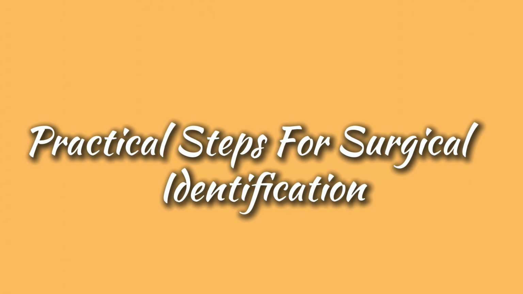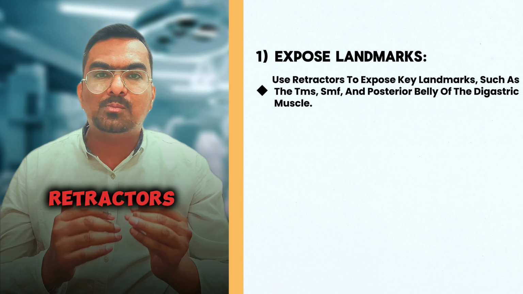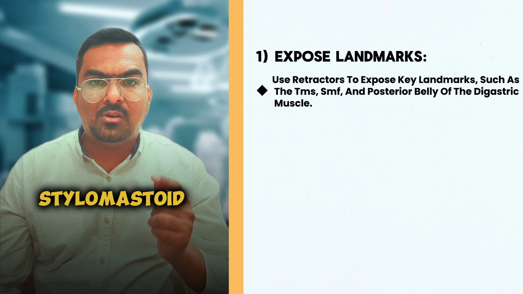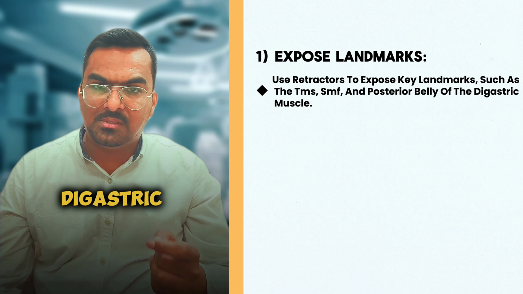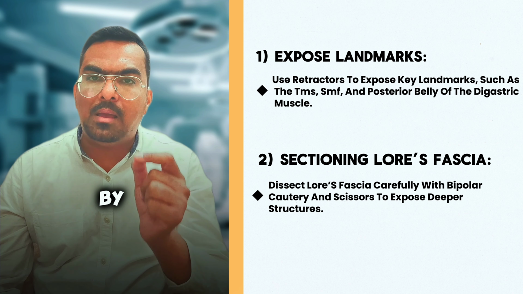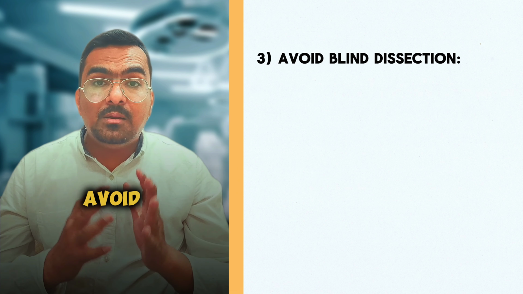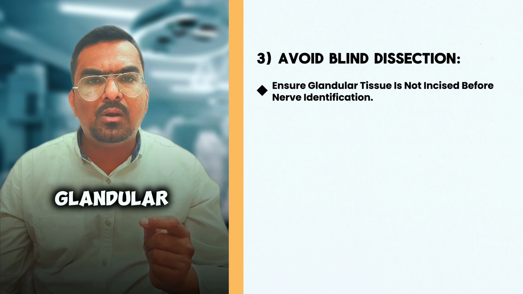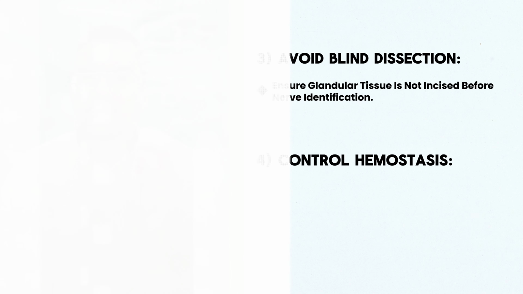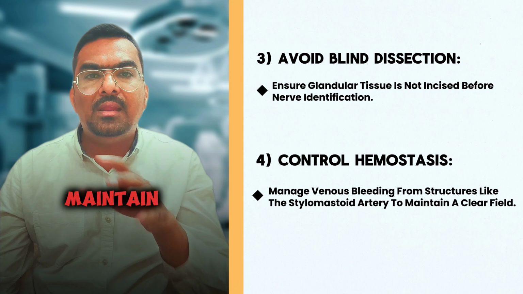So the practical steps for surgical identification: first, expose the landmarks. Use retractors to expose the key landmarks such as the tympanomastoid suture, stylomastoid foramen, and posterior belly of the digastric muscle. Next, section the fascia carefully by bipolar cautery and scissors to expose the deeper structures. Avoid blind dissections. Ensure that glandular tissue is not incised before nerve identification. Control hemostasis. Manage venous bleeding from structures like the stylomastoid artery to maintain a clear field.